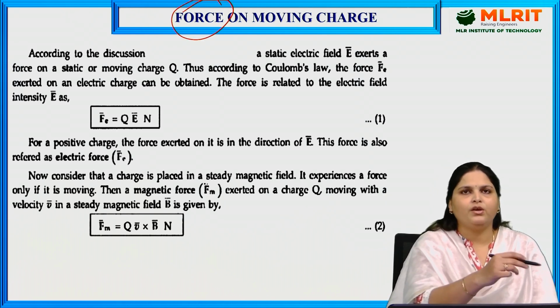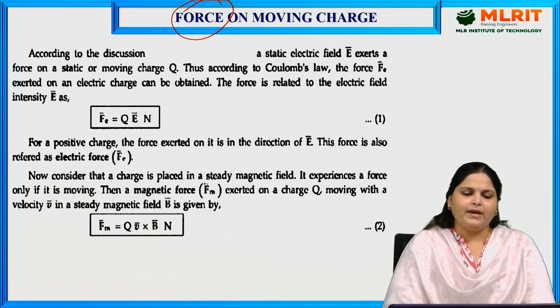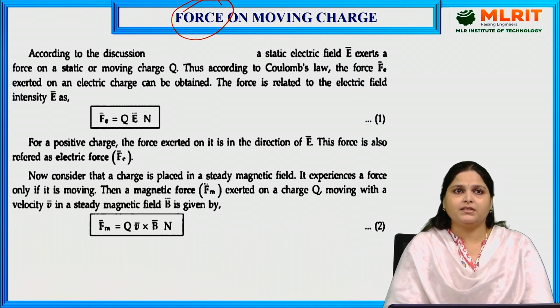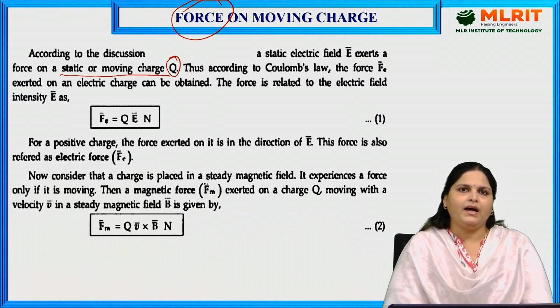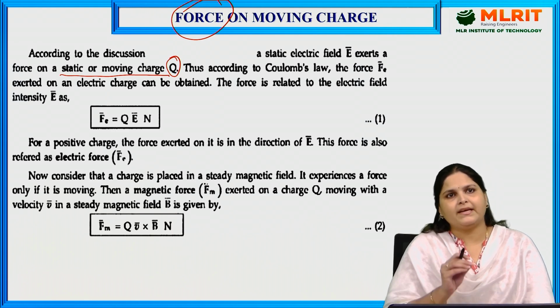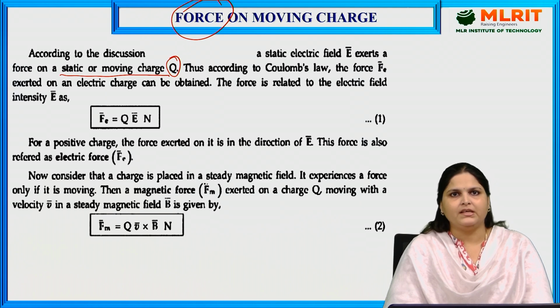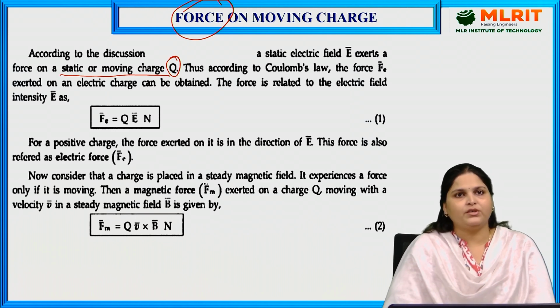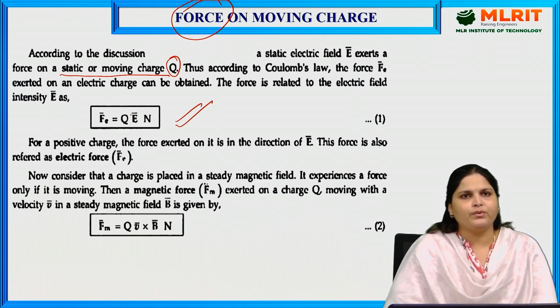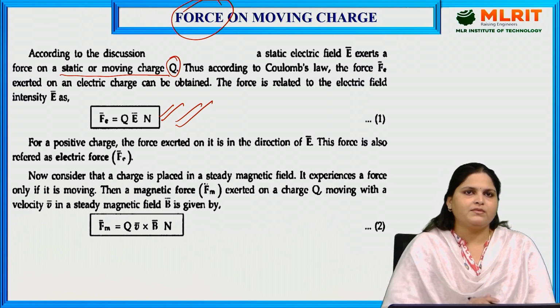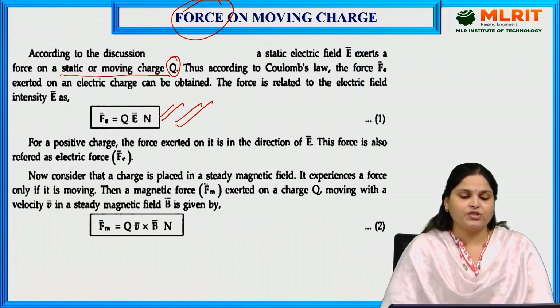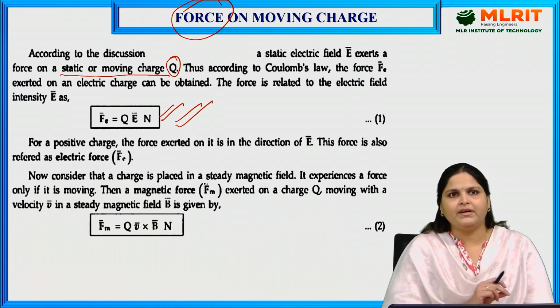First we will discuss the force on moving charge. As we know, a static electric field E will exert a force on any static or moving charge Q. According to Coulomb's law, the force exerted on an electric charge can be obtained, and this force is related to electric field intensity E. So the force exerted on Q can be written as Fe equals QE, and the unit is Newton. For a positive charge, the force exerted on it is in the direction of E. This force is also referred to as electric force, which is why we write it as Fe.